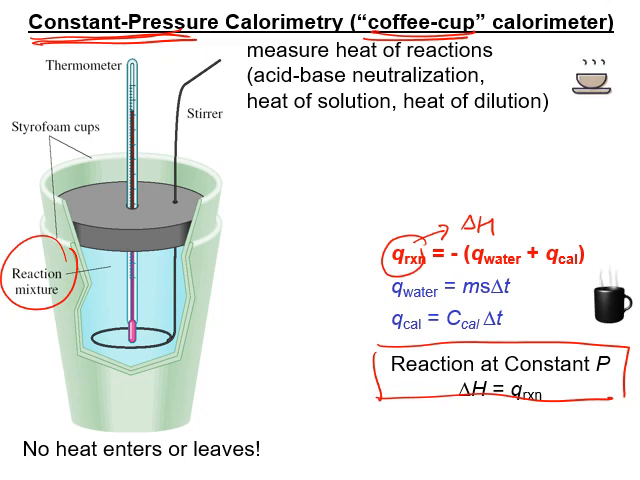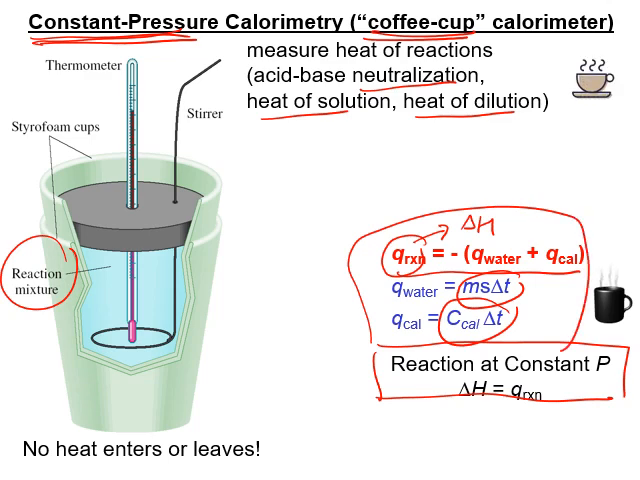To name a few, we can have neutralization, heat of solution, and heat of dilution. For these calorimeters, the calculation will be the same. So Q reaction equals Q water plus Q cal, and for Q water we are using m s delta T, and for Q cal we are using C delta T. Next, I will show you a few examples on how to utilize this formula to calculate the Q reaction.